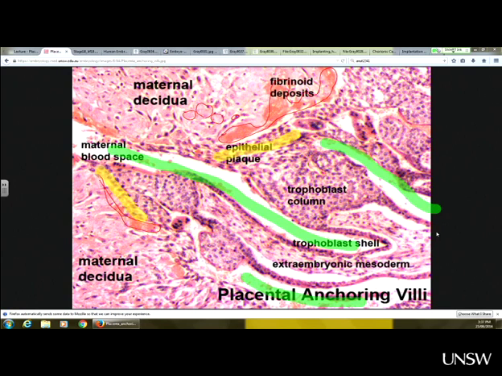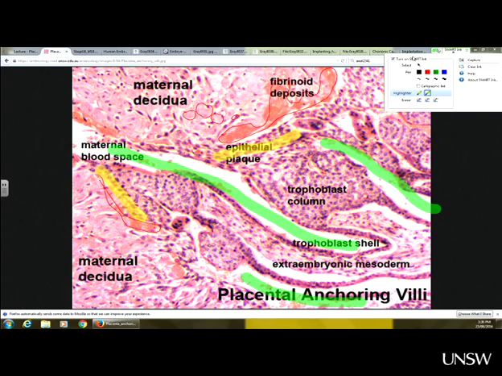Now, what's the first thing you can notice about this? None of the maternal blood spaces directly come in contact with the mesoderm within the villi. Therefore, in normal placentation in humans, maternal and fetal blood never come into contact with each other. They're separated by several layers of cells, and I'll go through those layers for you a little bit later on. So this is the type of placentation in humans.